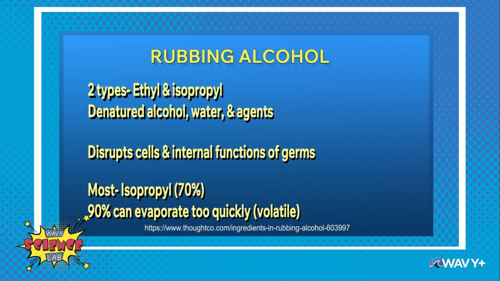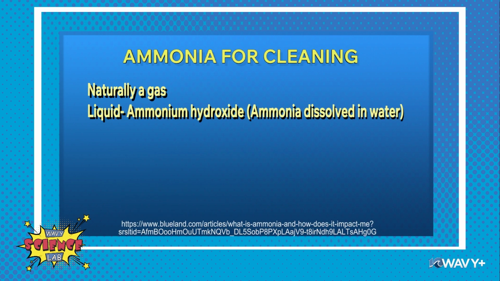That's the majority of what you're going to see. Why not 100%? Why not 90%? Well, it evaporates too quickly. It's called volatile. You put it on the ground, and it disappears pretty quickly, and it doesn't effectively kill what you need to kill.